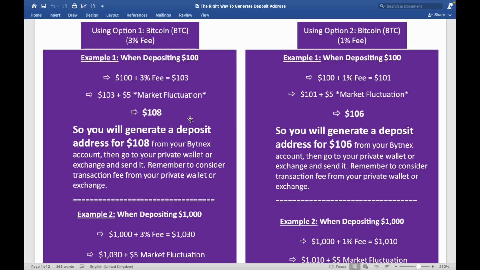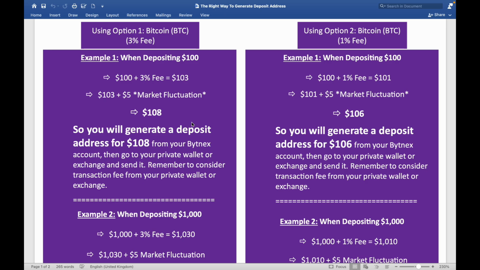Okay, so in total, what I recommend as an example for you to follow to get it right is to generate a deposit address of $108. So remember, when you are depositing $100, please make sure you add $8 on top. That is the summary of this example.